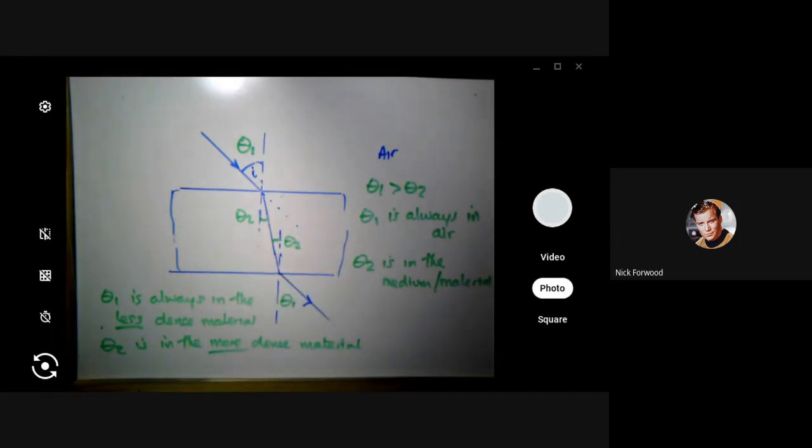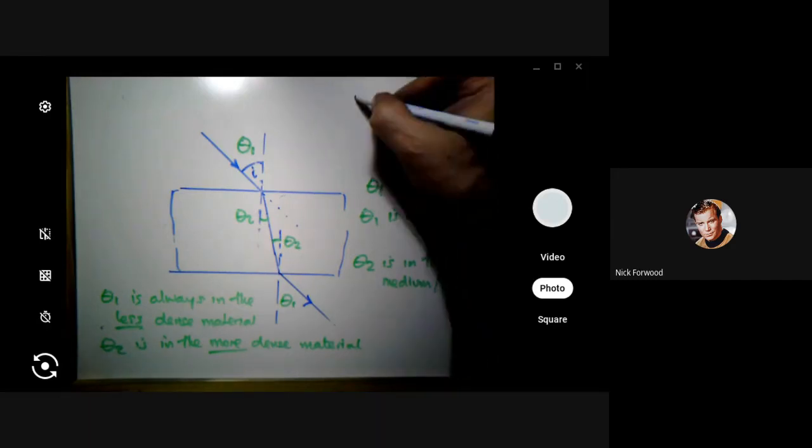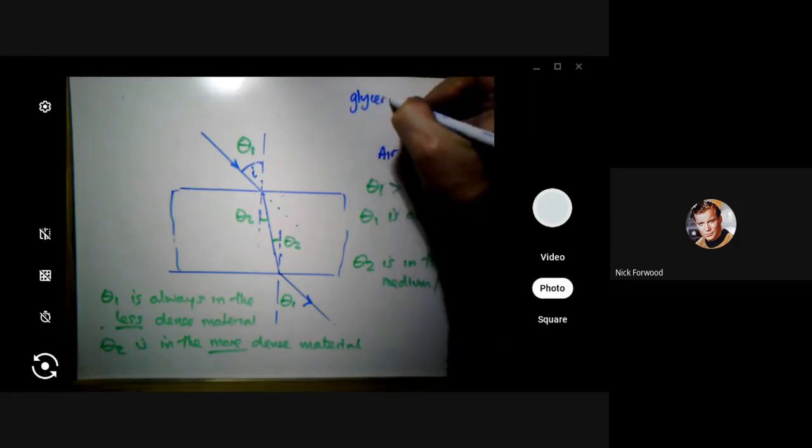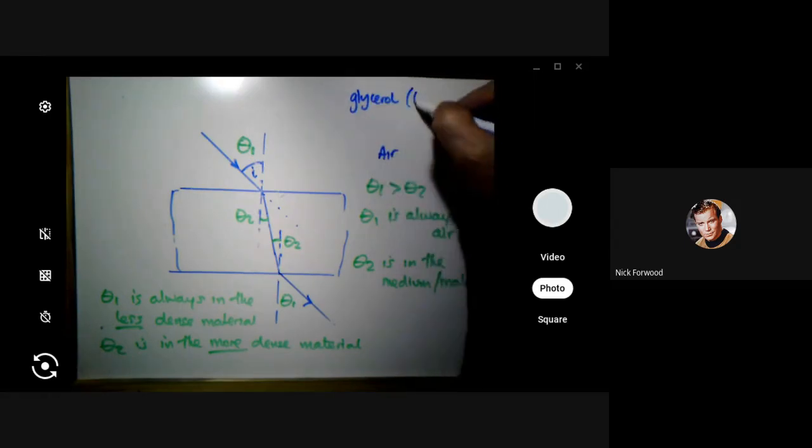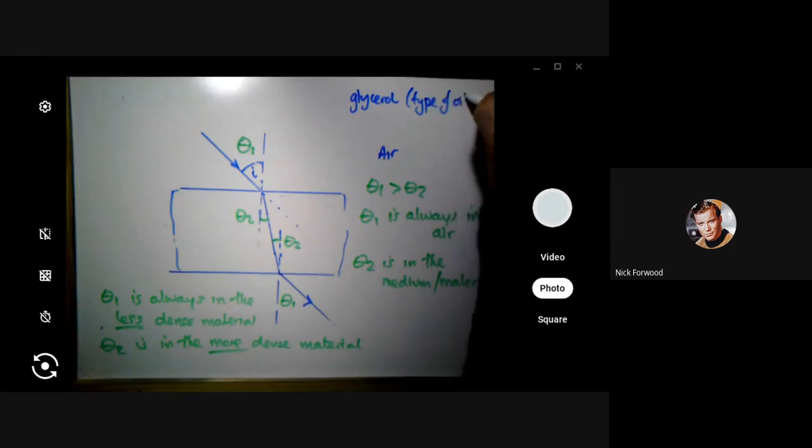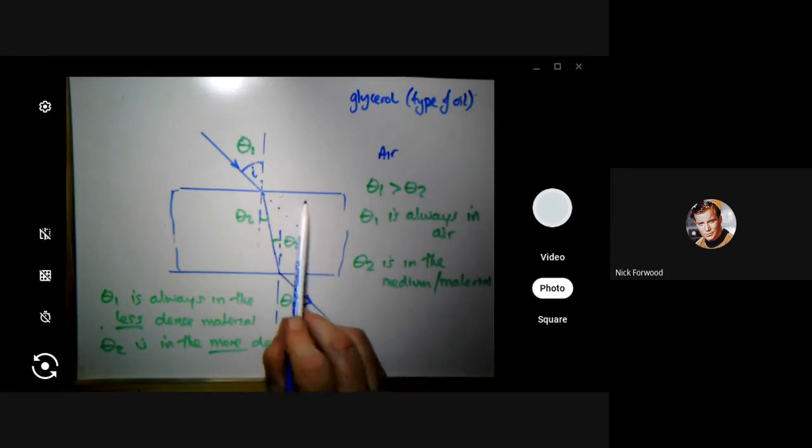Whilst I'm talking about the whole list of materials, there's a material called glycerol. Nobody knows what glycerol is, but it's a type of oil. So the SQA or tests can mix up what these different materials are. Is this glass? Is it water? Is it glycerol? Is it diamond? And all of these materials have got different refractive indices and they slow down the light by different amounts. The more dense, the more the light is slowed down, the more the bending.